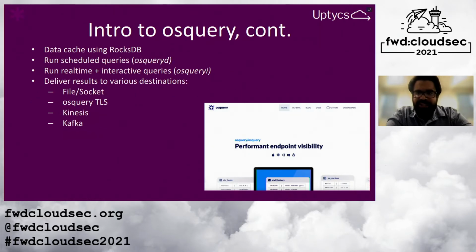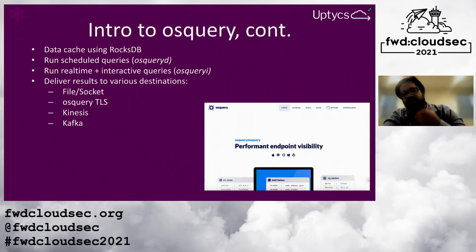So osquery has this database called RocksDB, and it consists of two different processes. Right? One is osqueryd and one is osqueryi. So osqueryd is the daemon running in the background, which is running scheduled queries, getting the data. And osqueryi is interactive. So it's like any command line interface. You just log in, you can type queries and get the data in real time.